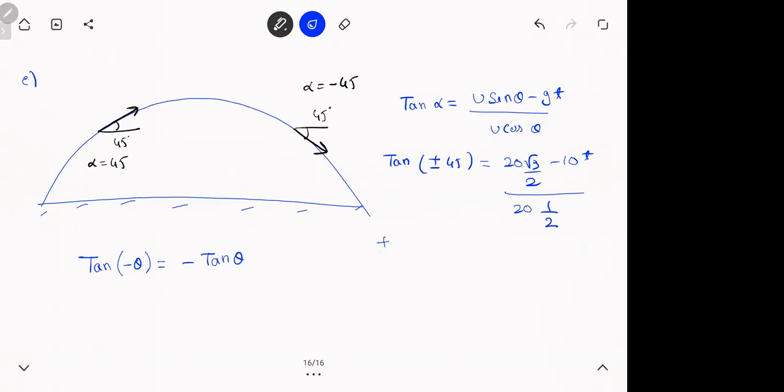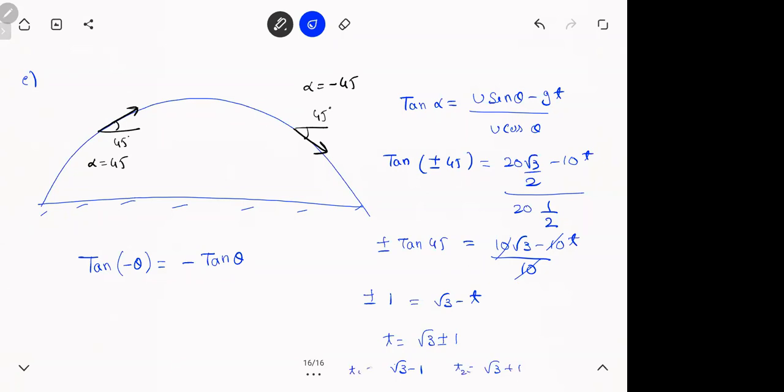So this tan 45 becomes plus or minus tan 45. This is (10 root 3 minus 10t) by 10. So 10, 10, 10 will cancel. This becomes plus or minus 1 equals root 3 minus t. So we get the time is root 3 plus or minus 1. So there are 2 times actually. This is the first time it will make 45 degree. This is the second time it will make 45 but in the reverse direction. So in the exam, if they ask a question like this, find the time it will make 45 while coming down, the answer is T2. While going up, the answer is T1. If they don't specify, both are right. That's your E part.